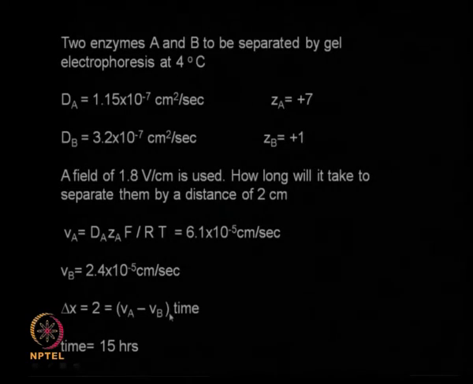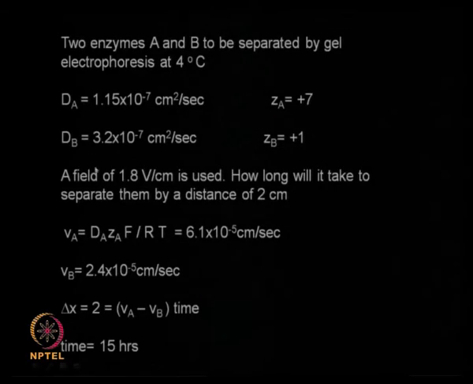So velocity A minus velocity B into time will be equal to distance, correct? Velocity into time is distance, agreed. So VA minus VB into time will give me distance. The distance is 2 centimeter, I want to push them 2 centimeter apart. Now VA is this much, VB is this much, so time comes out to be 15 hours. So I run this electrophoresis for 15 hours so that the 2 proteins get separated by 2 centimeter based on the protein charge, based on the diffusion coefficient of the protein, correct.